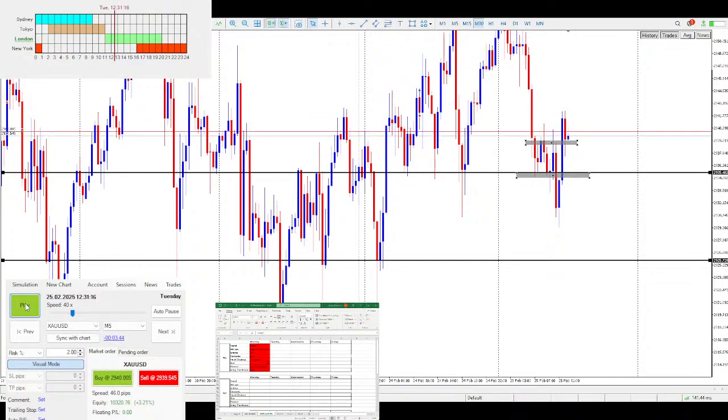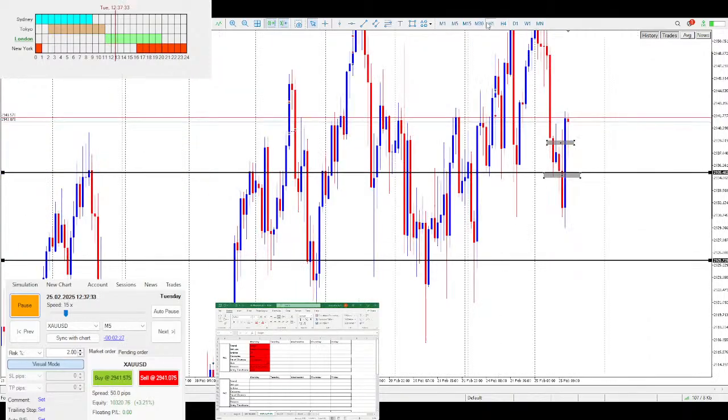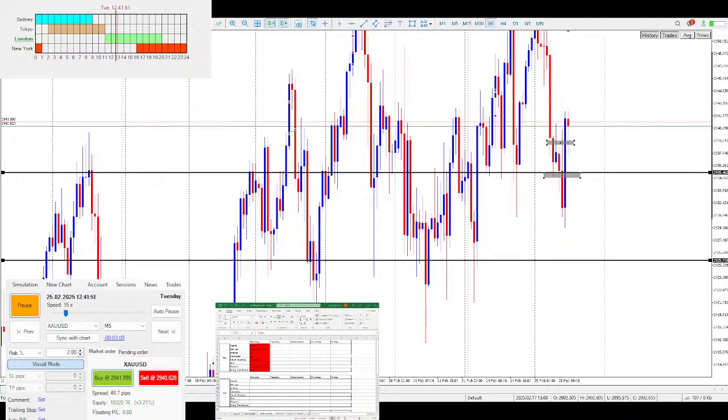If price starts breaking that high, I'm going to take buys. If price starts breaking this high, I'm going to take buys.